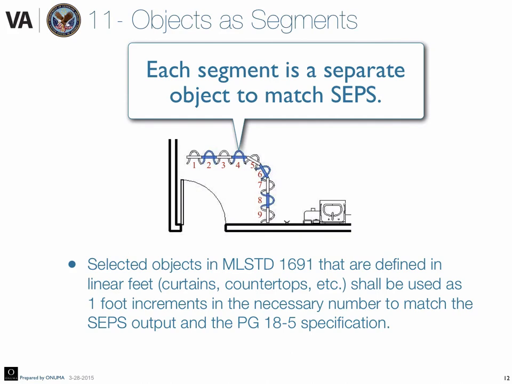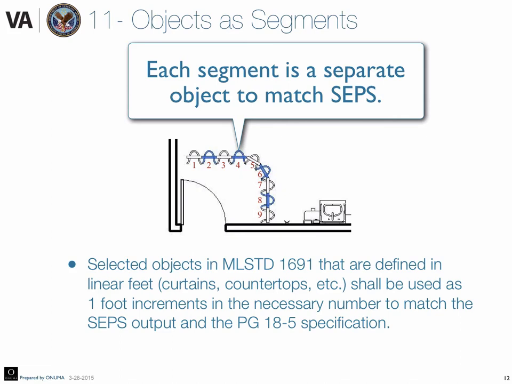So, objects inside the room. This is a unique situation of SEPs defining linear objects. There's a couple of unusual objects in SEPs. Linear objects like curtain tracks and countertops are counted as 1 foot segments. So in this scenario, if you go into SEPs and pull up the criteria for this room, it might say 9 segments of curtain track.